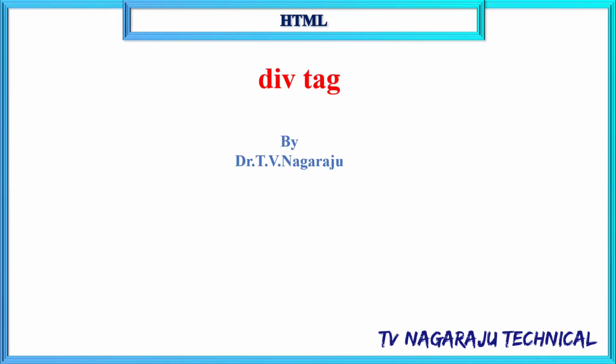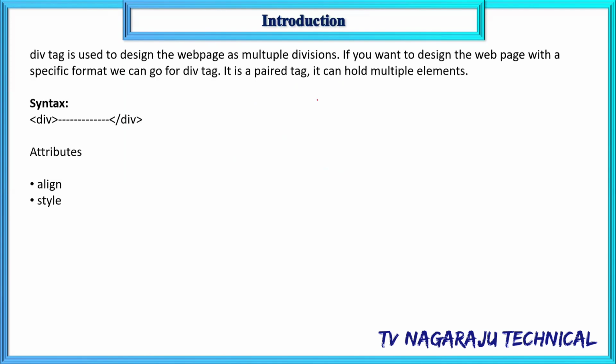Welcome to our channel. In this session, we are going to discuss the div tag in HTML. Simply, the purpose of the div tag is to design the web page as multiple divisions. That means a web page is divided into multiple parts, and in each part we apply different types of styles.